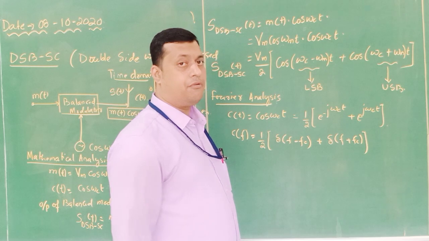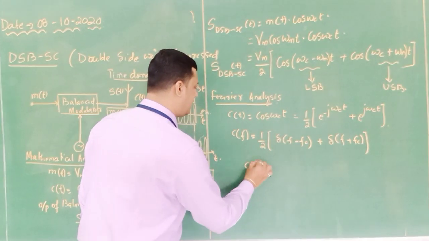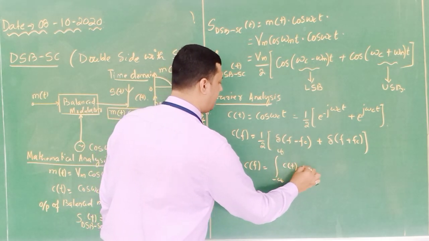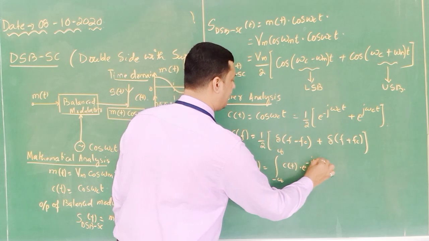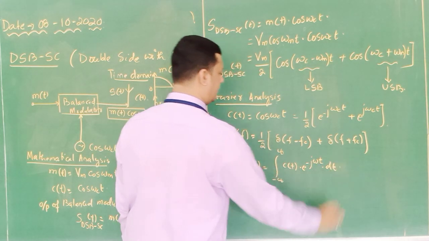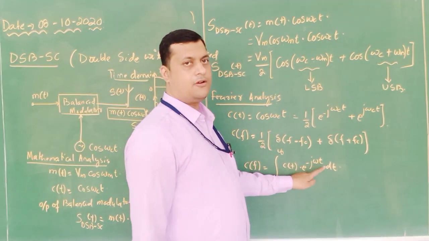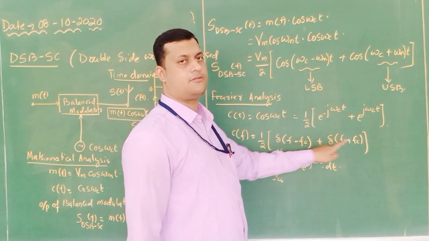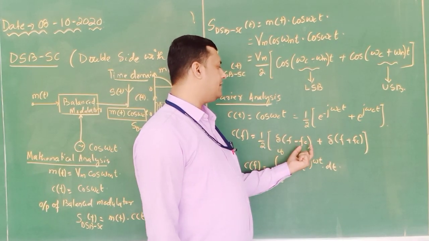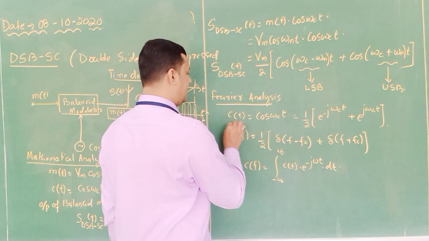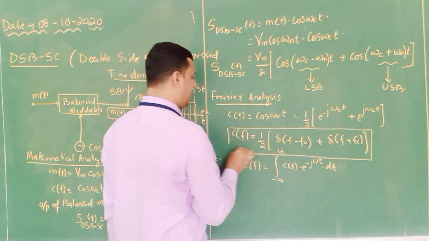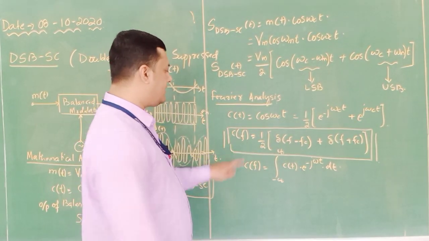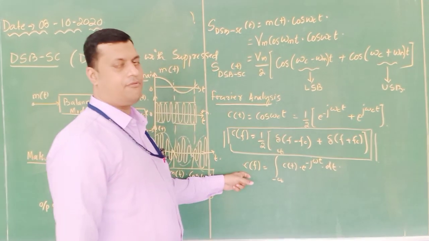Now what is the Fourier transform relation? The Fourier transform relation is c of f equals the integral from minus infinity to infinity of c of t e to the power minus j omega t dt. So this j omega reveals f, and here it is omega c. If I multiply these, two components will come: one at f minus fc and then f plus fc. So this is the frequency component for your carrier. Done. So we have obtained this relation with the help of this Fourier transform.